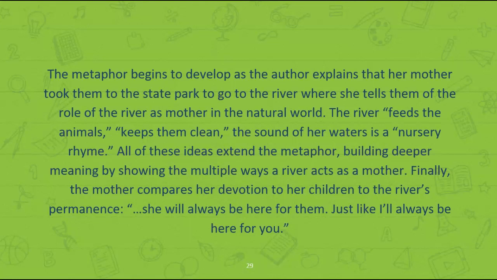So finally, the very last part, the mother compares her devotion to her children to the river's permanence by saying she will always be here for them, just like I will always be here for you. So what we have here is this long extended metaphor of the mother comparing herself and what she does to care for her children with the river and how the river acts as a mother to all of nature around her. So we have this extended comparison of the mother to the children and the river to nature around her.